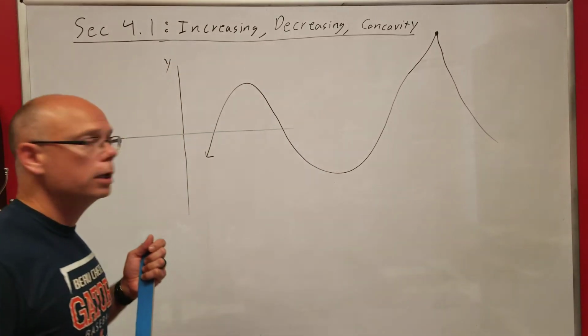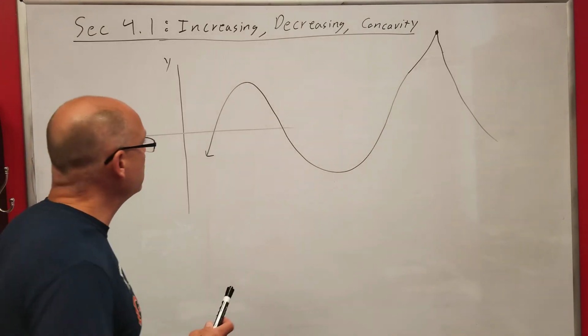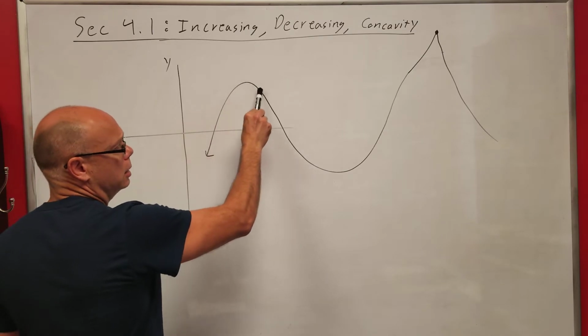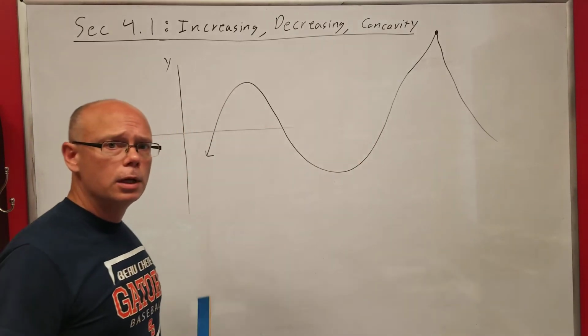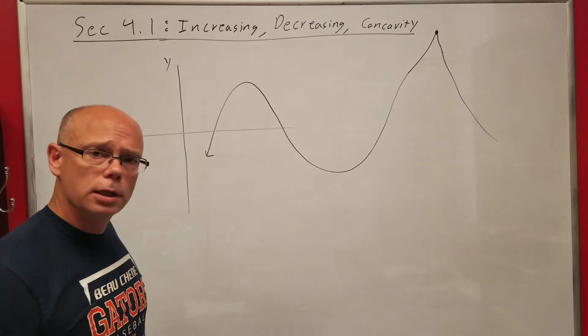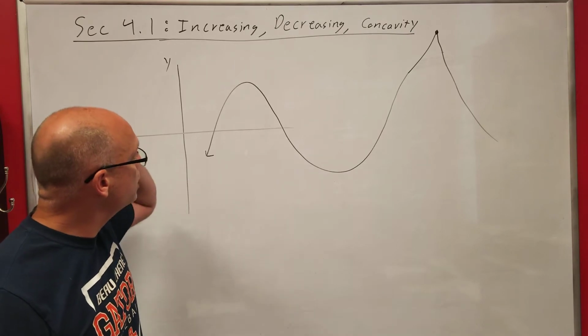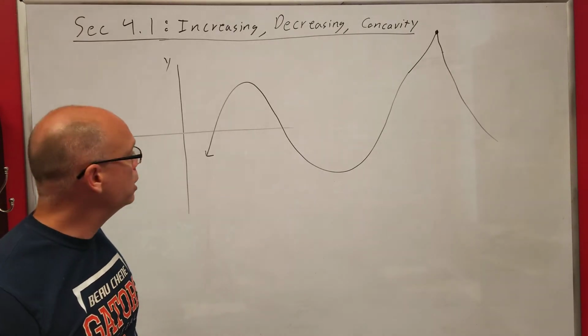Section 4.1, increasing, decreasing, and concavity. All right, think about algebra. Back in algebra, you learned that your function's increasing right here, and then it's decreasing here, then it starts increasing again, and so forth. And you were told to list the intervals where it's increasing and decreasing. They gave you nice, pretty functions you were able to do that easily for. Well, now we're going to look at it from a calculus point of view.